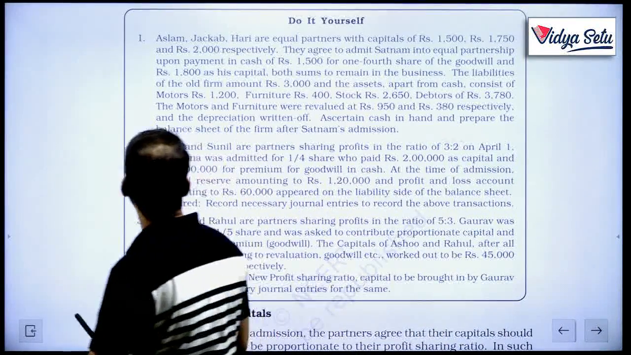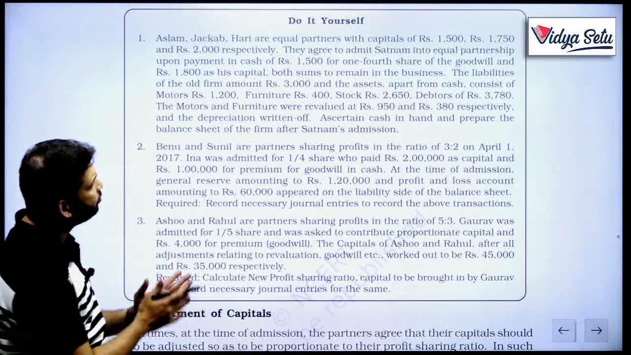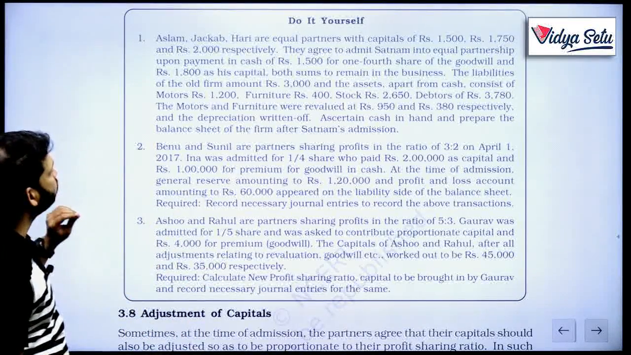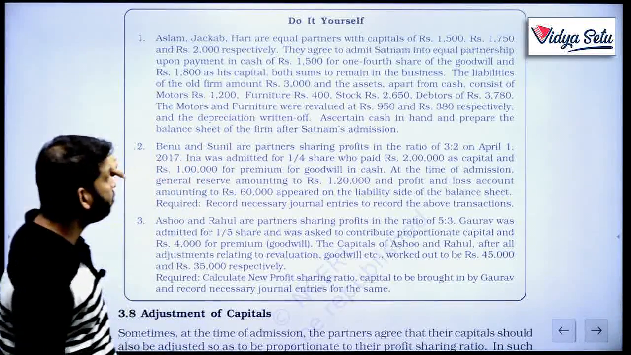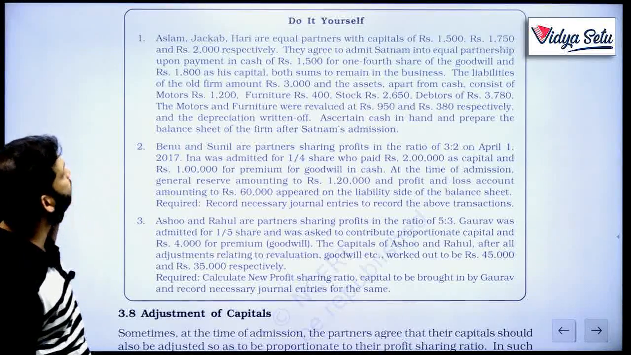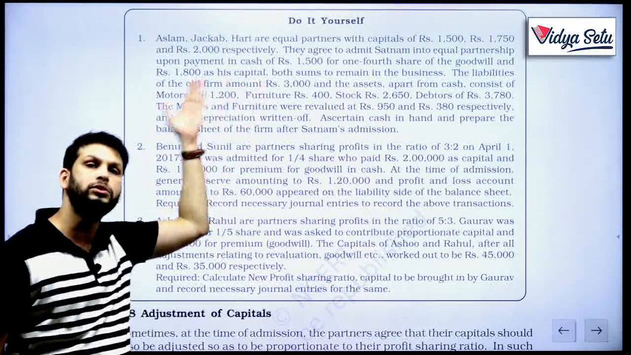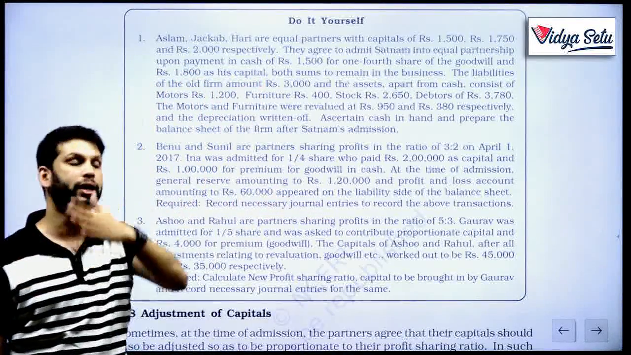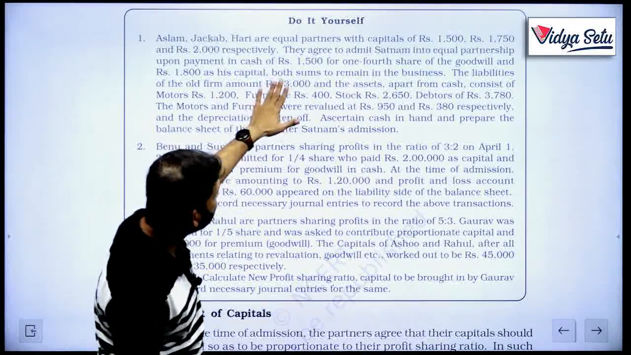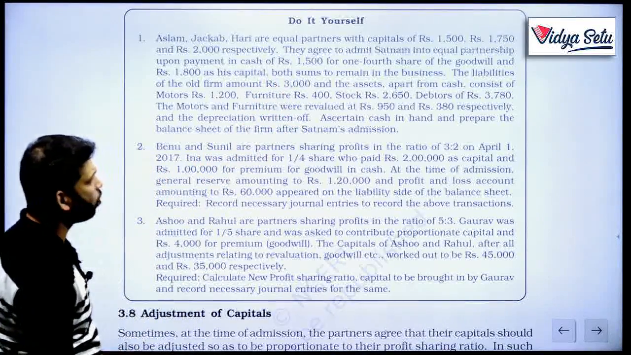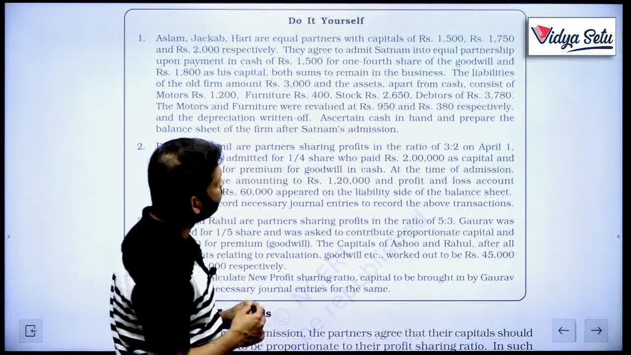The first one is Aslam, Jacob and Hari are equal partners with a capital of 1500, 1750 and 2000. So equal partners 1:1:1. They agreed to admit the fourth partner Satnam in equal partnership. So Satnam is also going to be an equal partner. So the new ratio becomes 1:1:1:1. Upon payment in cash of rupees 1500 for 1/4 share of the goodwill and 1800 as his capital, both sums to remain in the business.